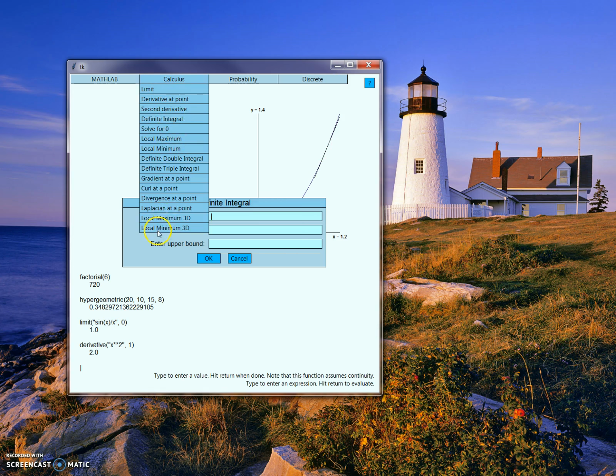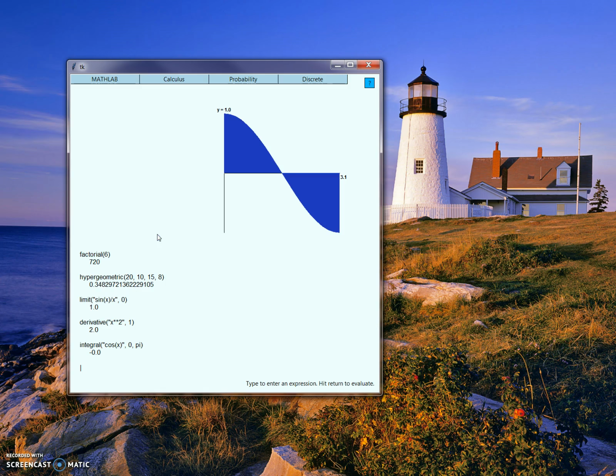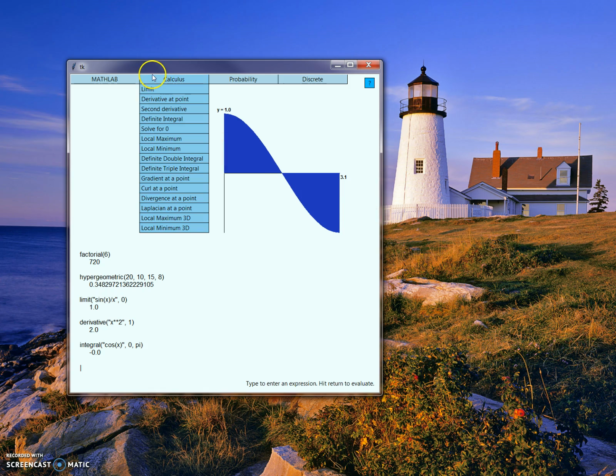Now let's look at the definite integrals. For example, let's just say that we're trying to find the integral of cosine x from 0 to pi. And we find that this integral is 0, as you would expect by looking at this picture over here, as the area at the top cancels out the area of the bottom. Now let's look at some of the other functions here.